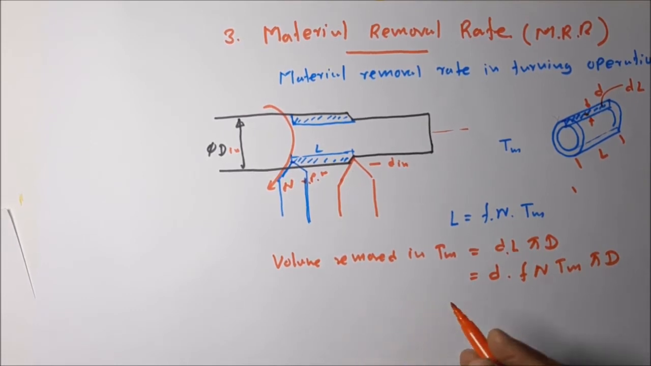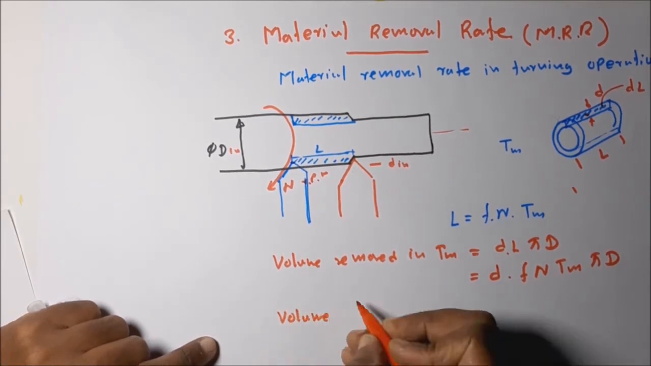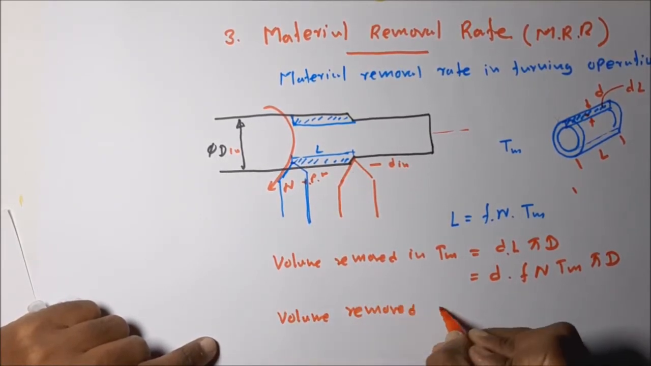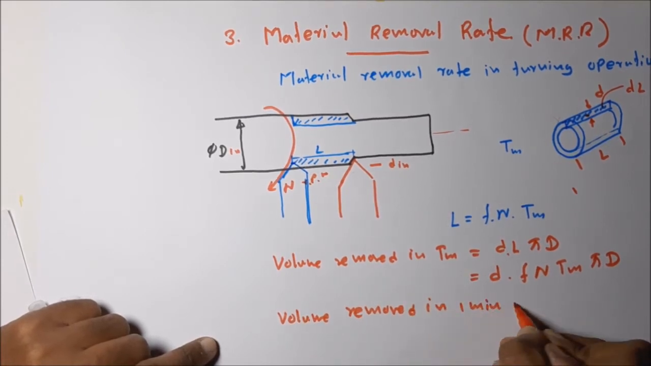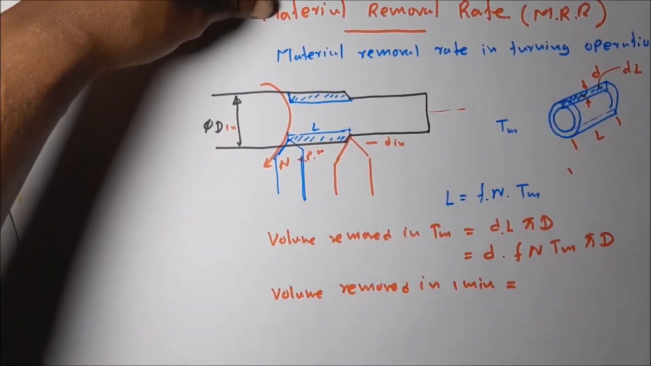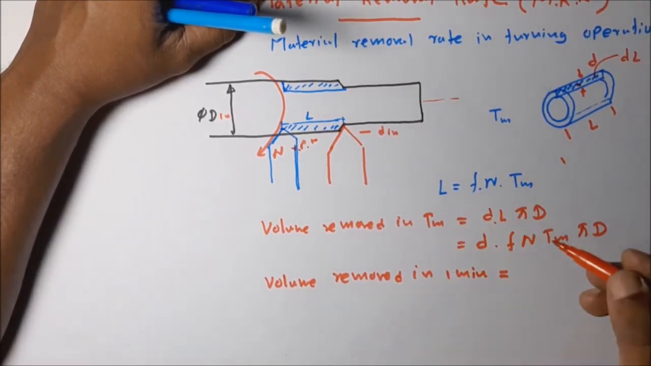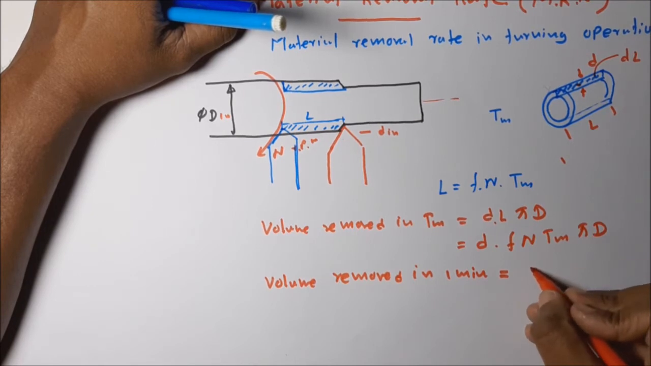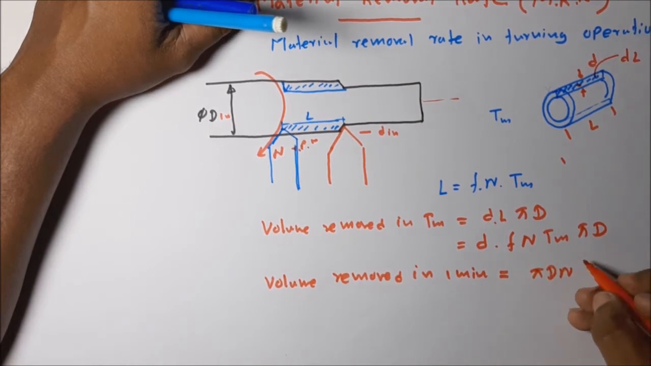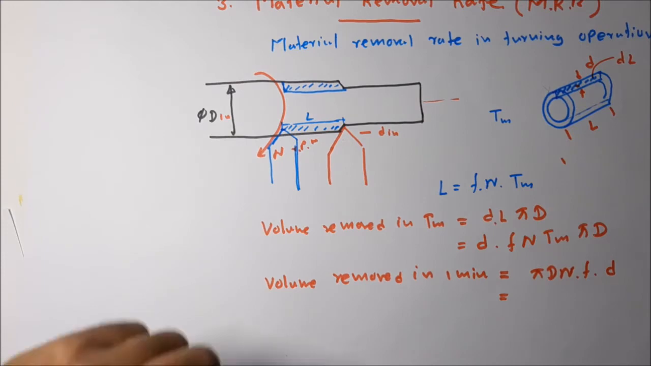Okay, then we are going to calculate the volume removed in 1 minute, or unit time. For this operation I am taking 1 minute. That is, we have to divide this equation by the machine time, the total time taken. So then we are getting this value: 5DNF into D. Then what is the 5DN term? The multiplication of these three.